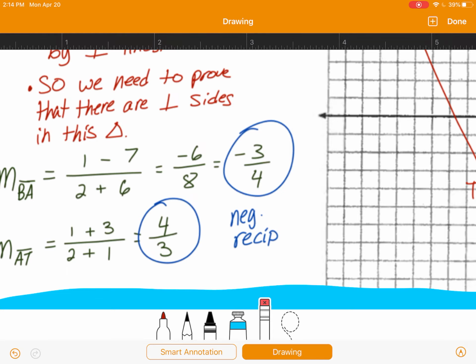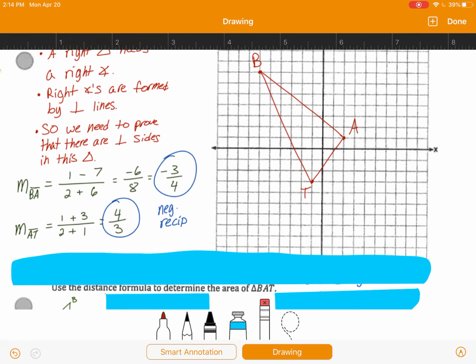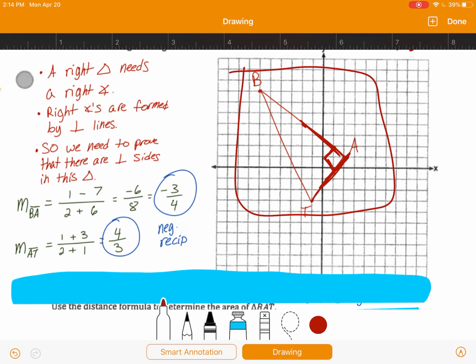And we learned in lesson 2 that if you have slopes that are negative reciprocals, that means that they are perpendicular. So this is proving that this line and this line here are perpendicular, which means this has to be a 90-degree angle. And if that's a 90-degree angle, that automatically makes this triangle a right triangle. So we've done basically our plan, and we've kind of gone like this. We talked about the perpendicular lines, which made a right angle, which means it's a right triangle.